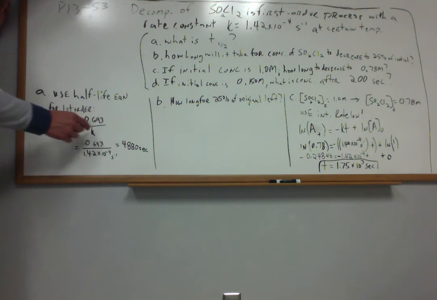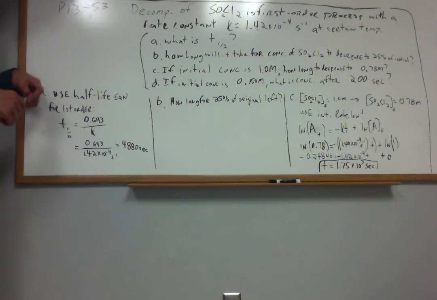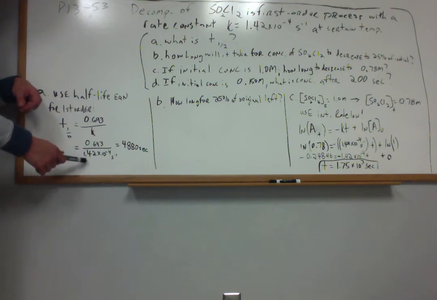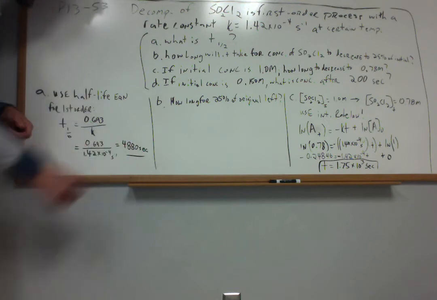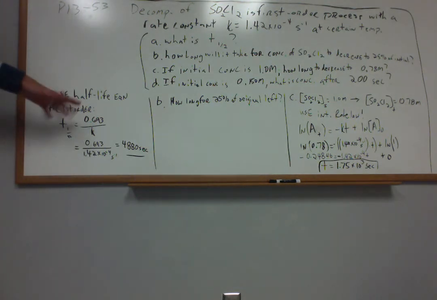Now I'm told it's a first order in the problem, so I can basically just plug and chug, and I'm done. So for any first order decay, 0.693 divided by the rate constant K gives you the half-life. So for this particular circumstance, I do 0.693 divided by my K that I've stated in the problem, which is 1.42 times 10 to the minus 4 per second. I get a half-life of 4,880 seconds. Simple as that, just plugging and chugging basically. But you need to know the equation and know that you have different equations for different processes, different orders of reactions. This is the one for the first order and only for first order.